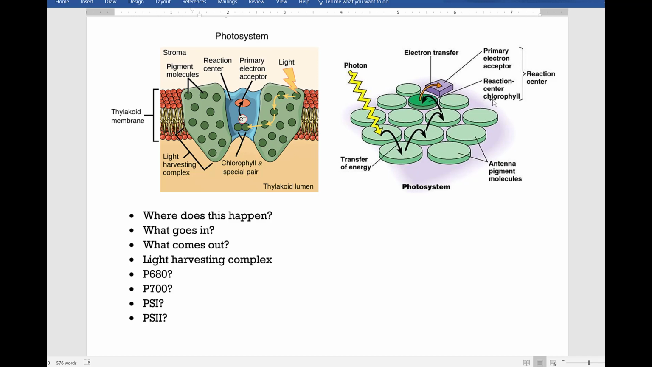And there's a reaction center chlorophyll molecule, and that is going to be either P700 or P680, depending on what photosystem it is. And then we have what's called the primary electron acceptor. And the chlorophyll molecule is not going to give the electrons directly to the electron transport chain. We have this primary electron acceptor that is going to make that transition between the photosystem and the electron transport chain.